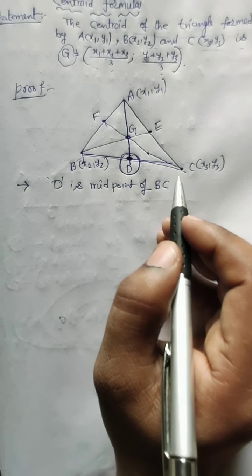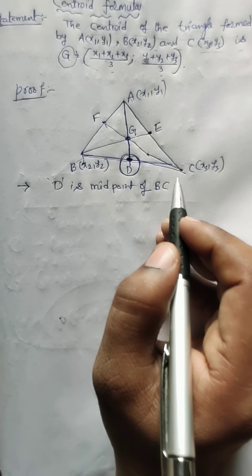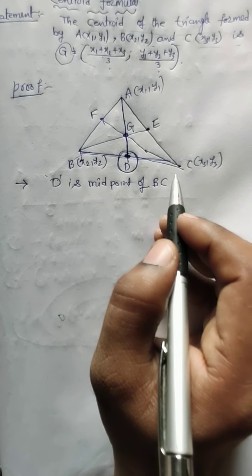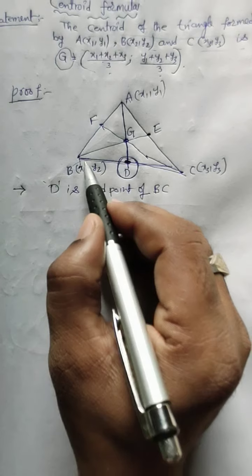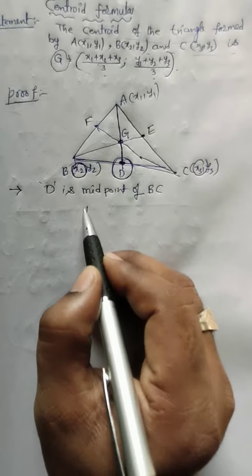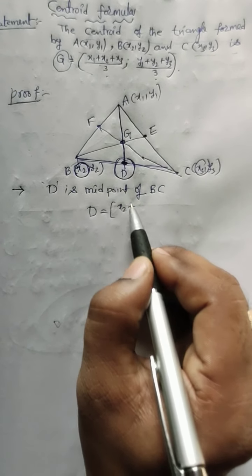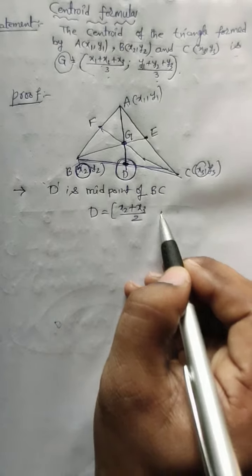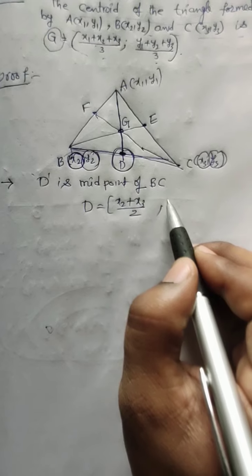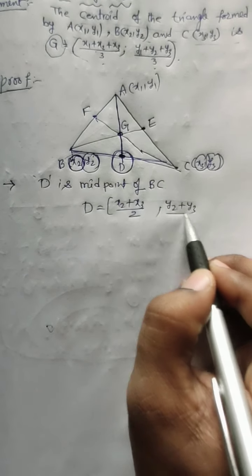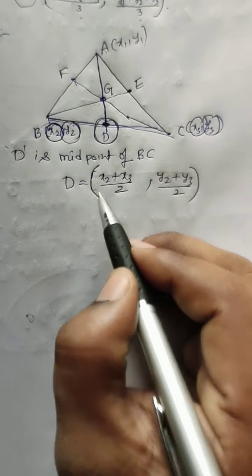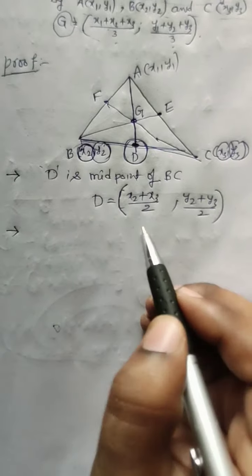The midpoint formula we know: ((x1 + x2)/2, (y1 + y2)/2). Clear? So that formula applies here. What is x1? It is nothing but x2. What is here? x3. So both add, so D is equal to ((x2 + x3)/2, (y2 + y3)/2), same way y2 and y3 both add. This is your D.